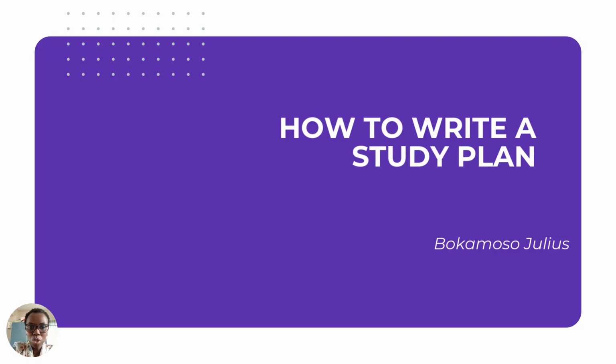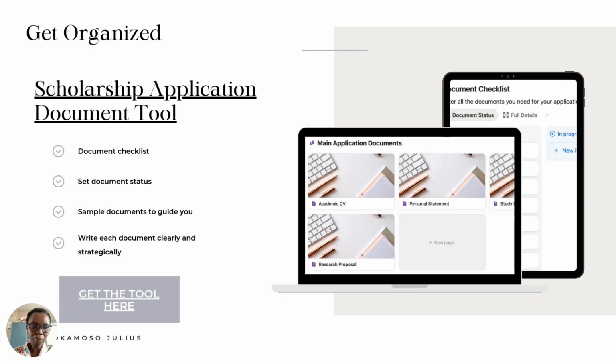We are going to talk about how to write a study plan, which is one of the documents that is often required when you are applying for a scholarship. Basically, what they are asking you is to show them a plan of how you are going to go through your program and how you're going to complete your program. What are you going to do for each year or for each semester? So I'll explain to you what you should add in your study plan.